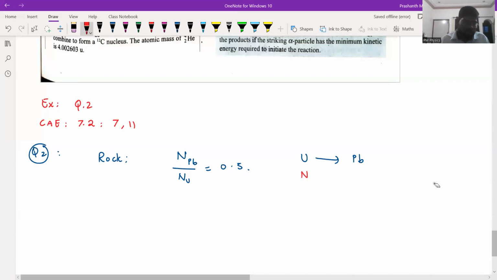Again here they did not say anything about what to consider initially. Let us consider initially uranium is there, lead is zero. And finally, if I say this is N1 and N2, then what should happen? N1 plus N2 should be equal to N0 only, right? And this is N2, the lead by uranium. Can you write in this manner?